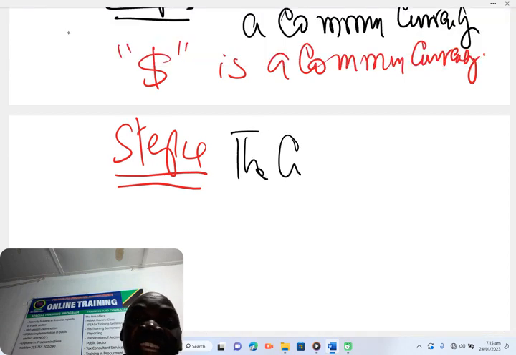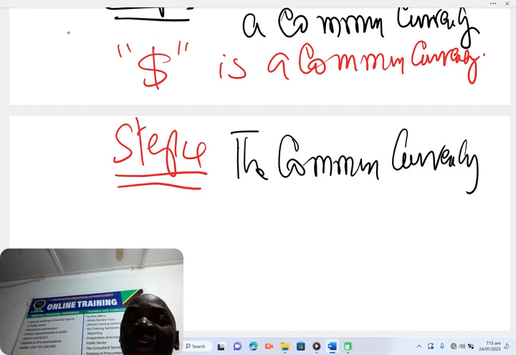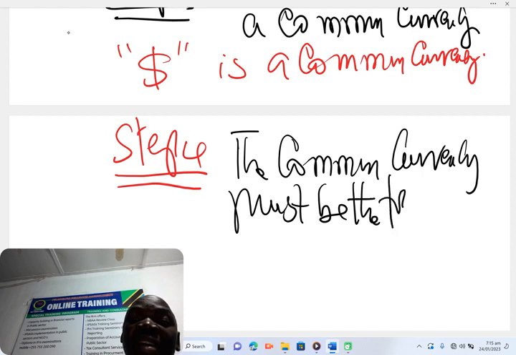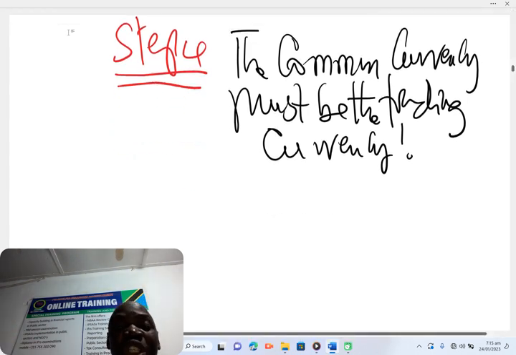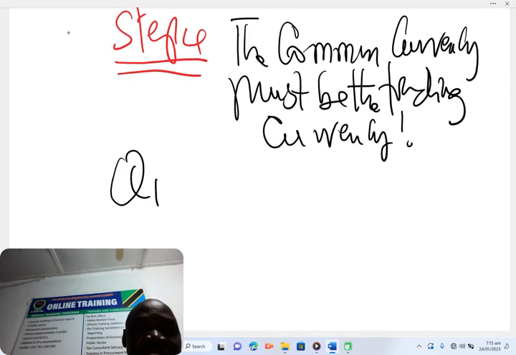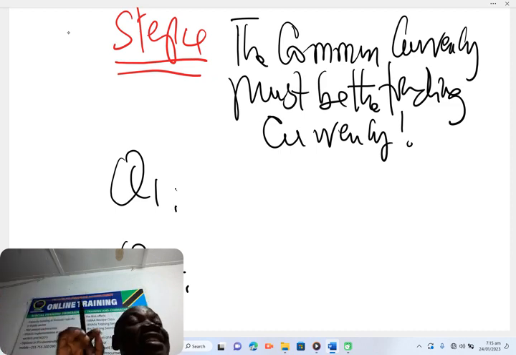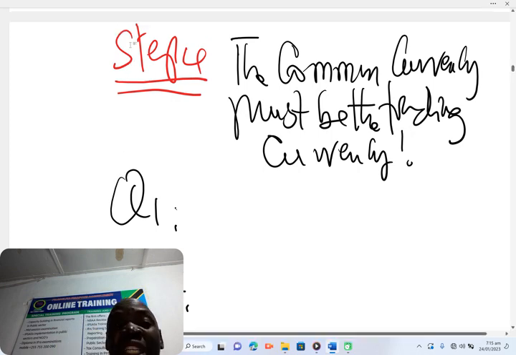The common currency must be the trading currency. Am I clear? So you move to quotation 1 and you move to quotation 2. You must pick the quotation where dollar is a trading currency. You get the point? Now, in quotation 1, which rate is that?